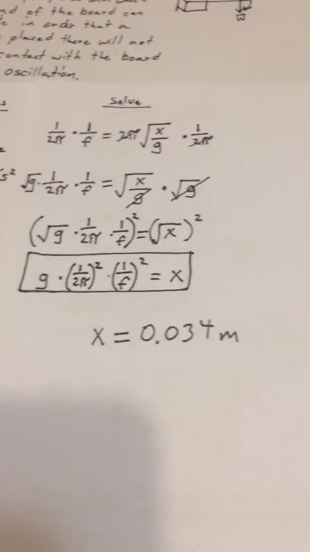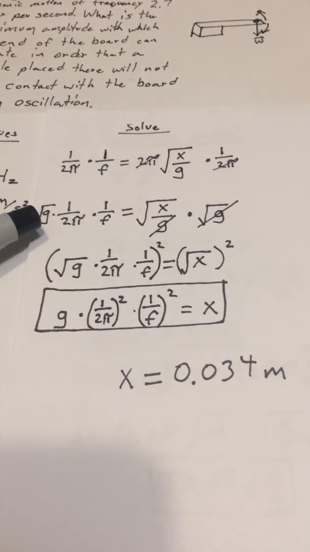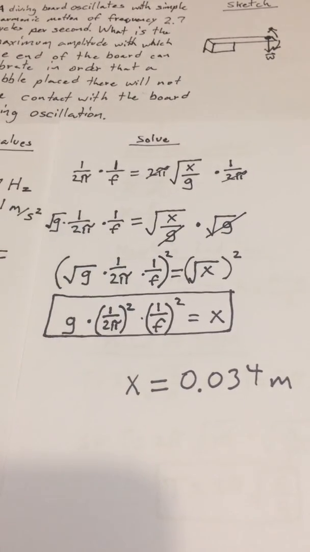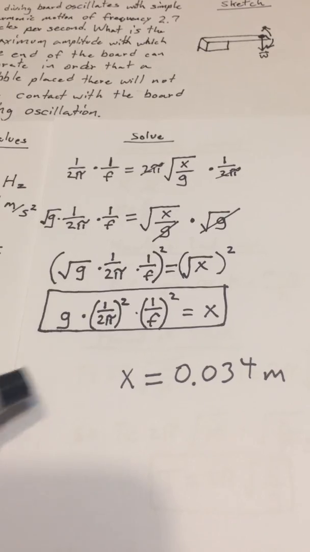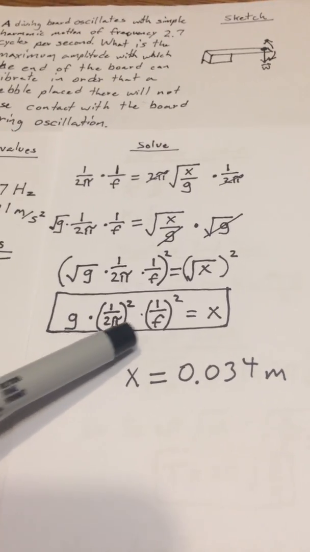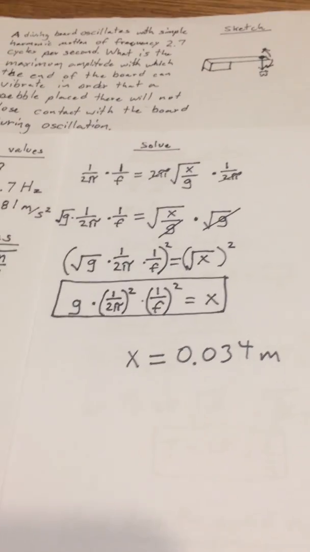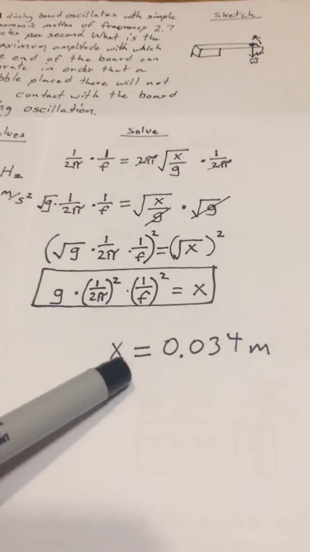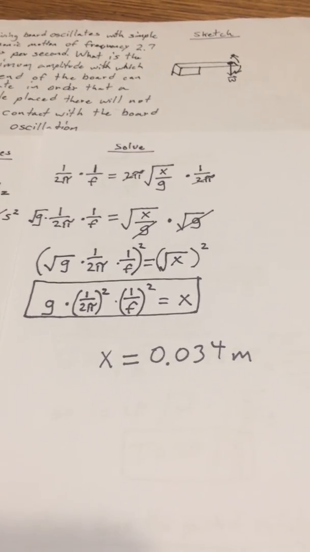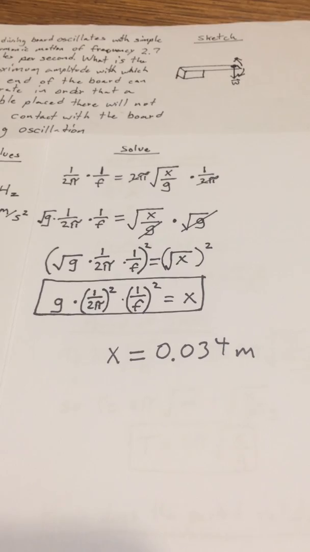Again, using some simple algebra, we can multiply both sides by the inverse of 2 pi. We can also multiply by the square root of the acceleration due to gravity to eliminate that term. And we can derive this expression here and square both sides, solve for x. We now have all these terms given by the problem, and we can now solve for the maximum amplitude, which is x equals 0.034 meters, which is the maximum displacement that the board can be displaced by, with the pebble remaining in contact with the diving board.